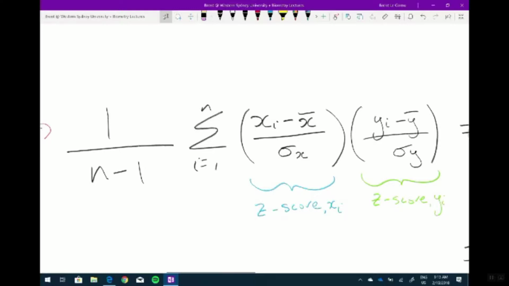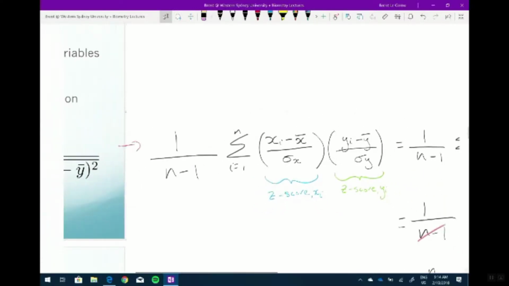You say, what's the z-score in the x direction? What's the z-score in the y direction? Multiply them together. Do that for every single point, and then add them all up, okay? Once you've added them all up, you take the average. Again, it's not exactly the average, is it? We're dividing by n minus 1 instead of n, but that's because that's the number of degrees of freedom we have, okay? So it's kind of like an average product of z-scores.